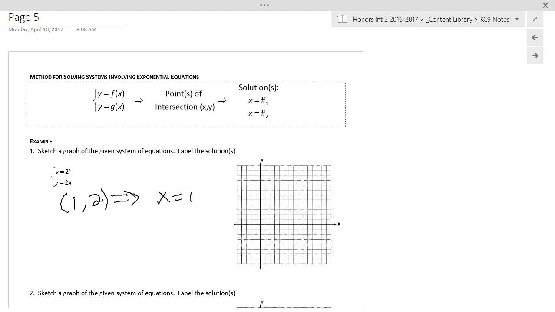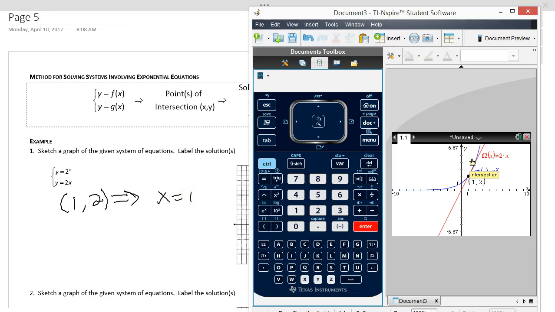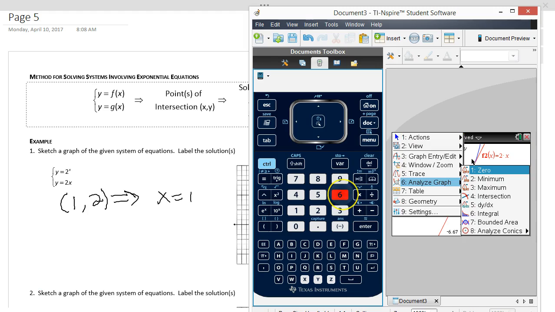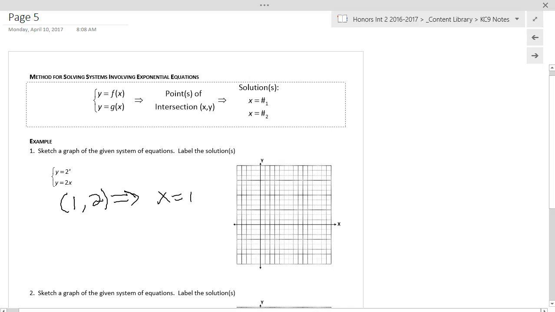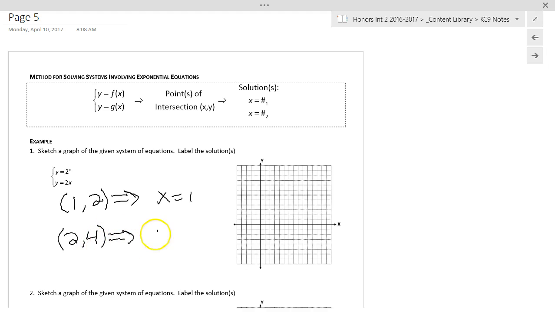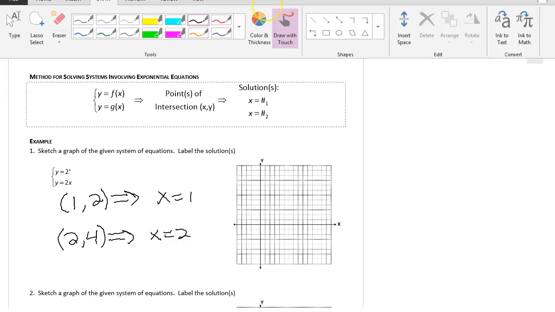Then finding my second intersection point, same thing: menu, 6, analyze graph, intersection. Go through, and as soon as that next one pops up, press enter, and my second intersection point is at 2, 4. So x equals 2.